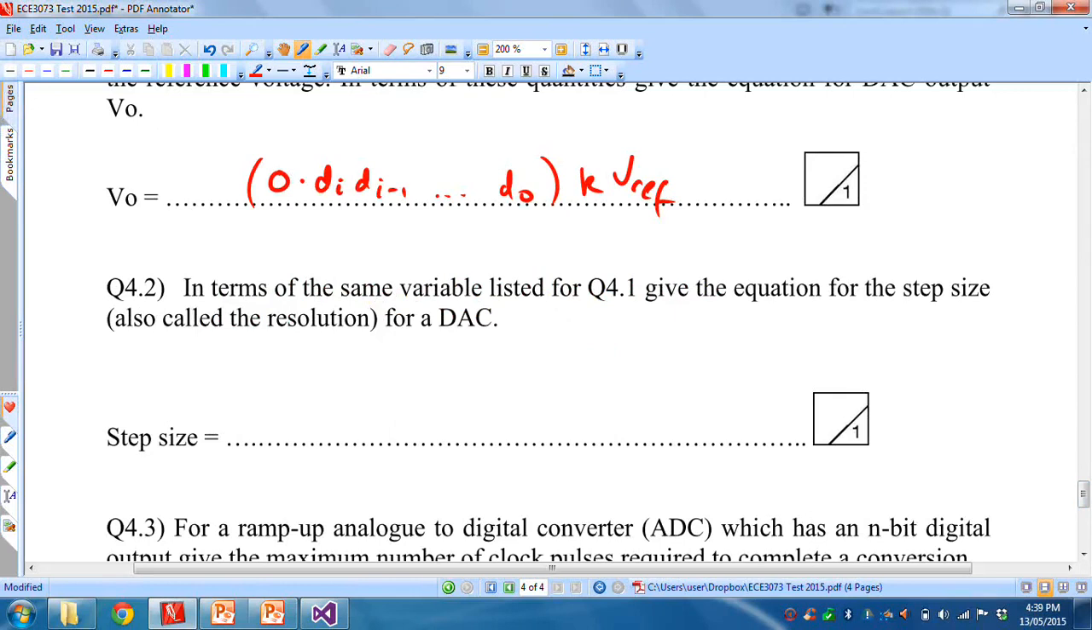The step size. Simply divide the voltage range by the amount, your entire binary range.